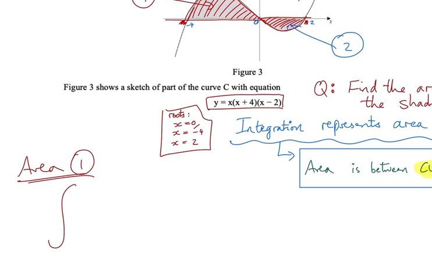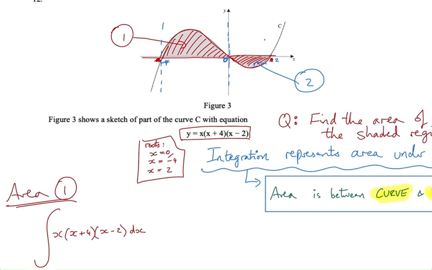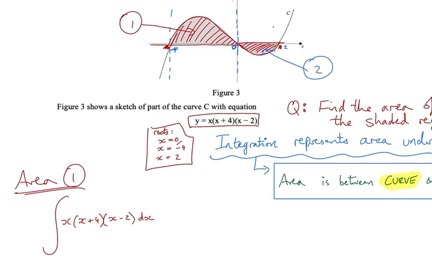So area number 1 is going to be the integration of this curve, so the integration of x plus 4, x minus 2, dx, remember that means with respect to x, and I've got some limits. It's going to be between these 2 points that I've got. So this is the kind of outer limits of what I'm interested in. So between 0 and minus 4. Now, because 0 is the most positive of those 2 limits, I put the 0 at the top and the minus 4 on the bottom. So the most positive number goes as the upper limit.